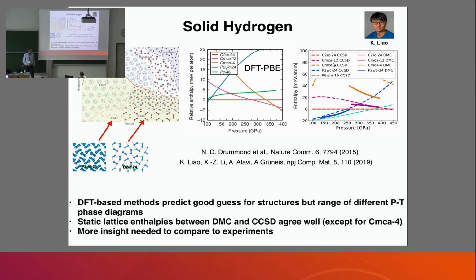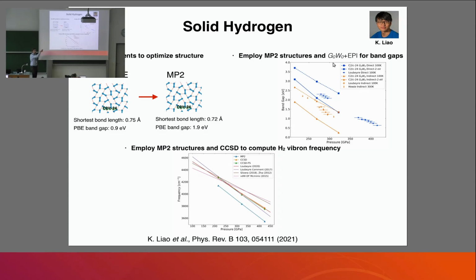And then what we have done next was we have taken these candidate structures and we have asked ourselves the question, what about the internal degrees of freedom of these candidate structures? They are all optimized based on some DFT functional. So the bond lengths of the hydrogen, for instance, strongly depend on which functional you choose. And if you check carefully, you see that the shortest bond length in a DFT PBE solid hydrogen calculation, which is only 0.75 angstroms, has, in a PBE band gap calculation, a band gap of 0.9 eV.